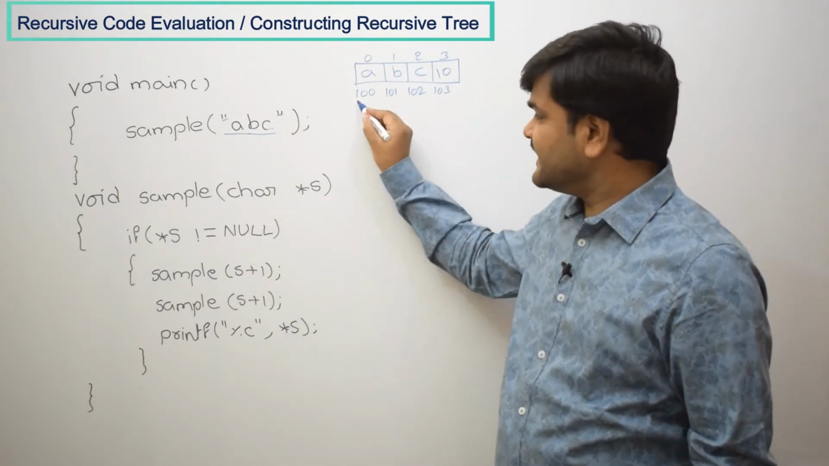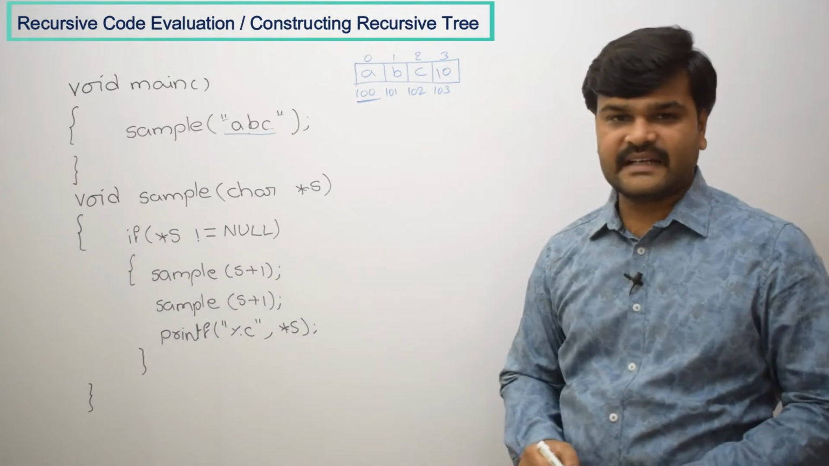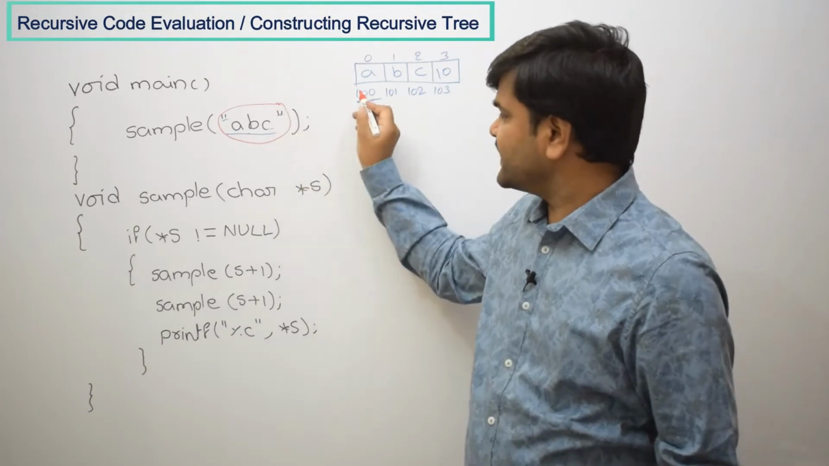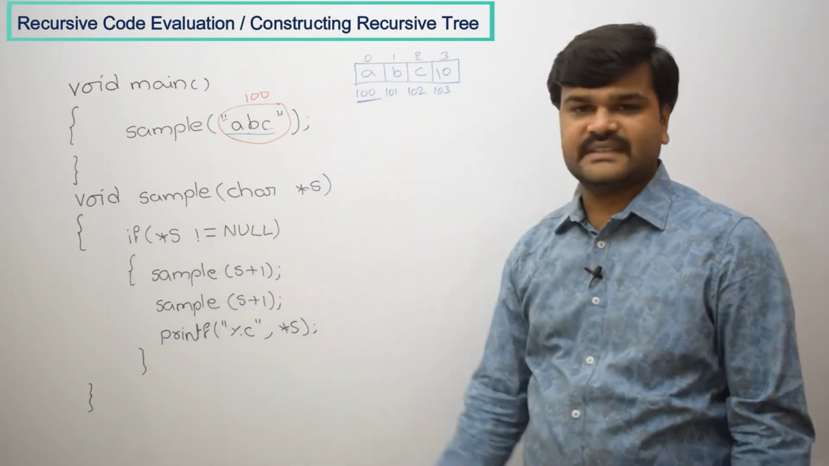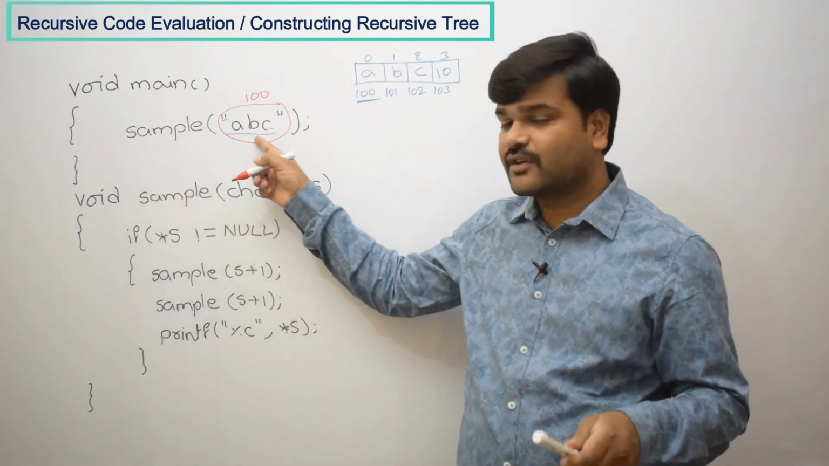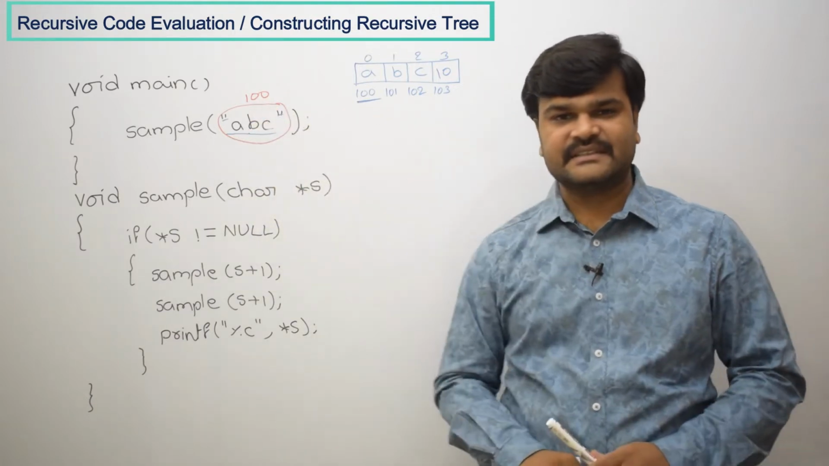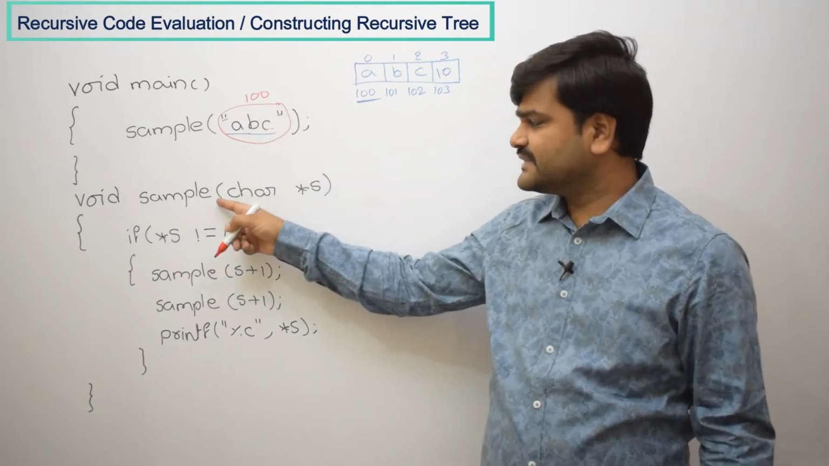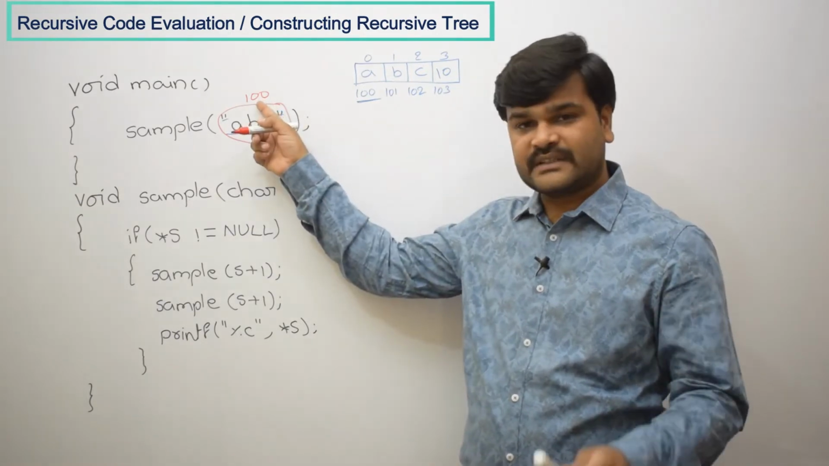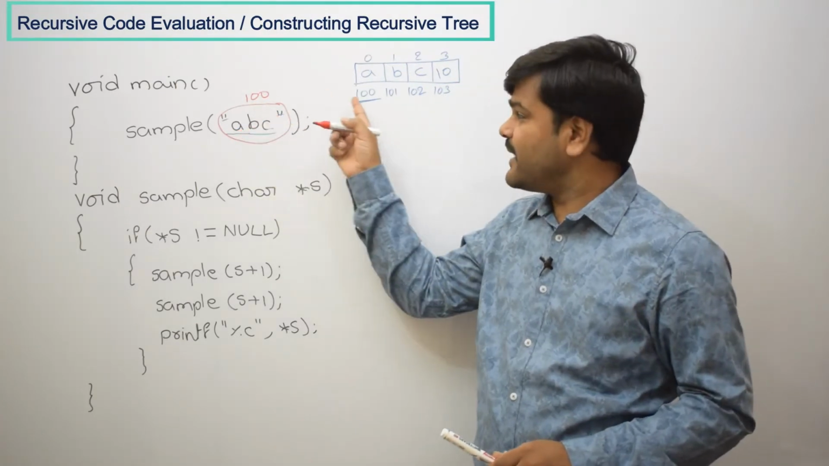Then it is returning the starting address of this memory allocation. So what is the starting address? 100. So 100 is going to be returned, and this entire place is replaced by 100. So now sample is actually carrying not this string constant, but this memory address. With this address you are coming to this function. That is why, if you observe, 100 here is a memory address. It is not a constant value.